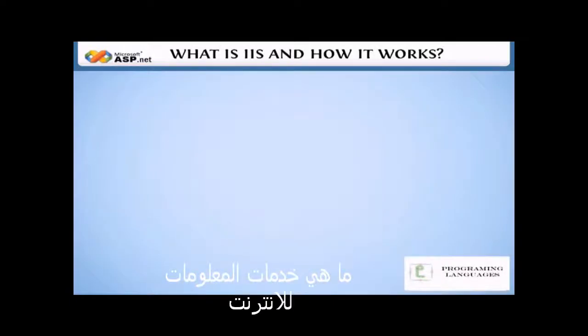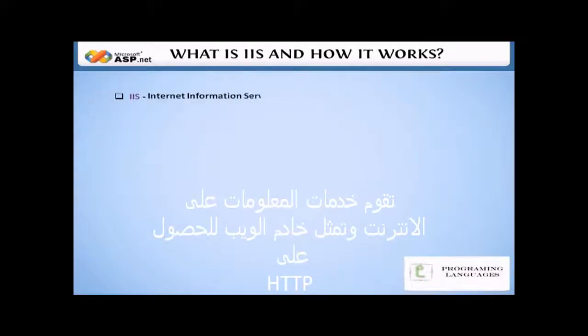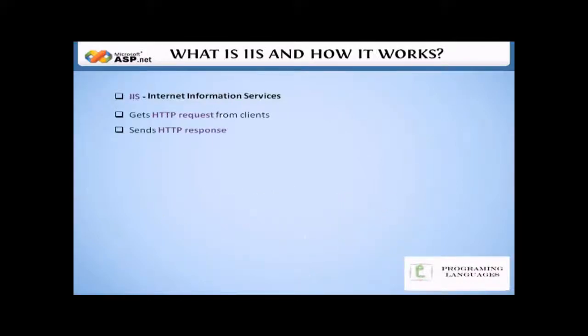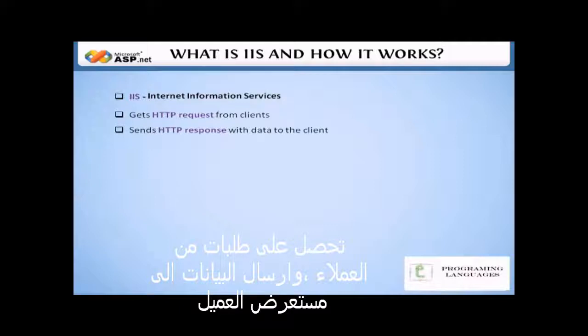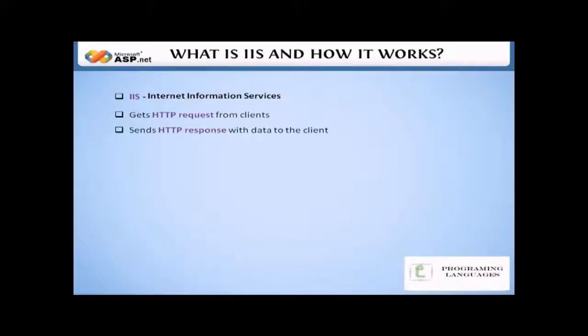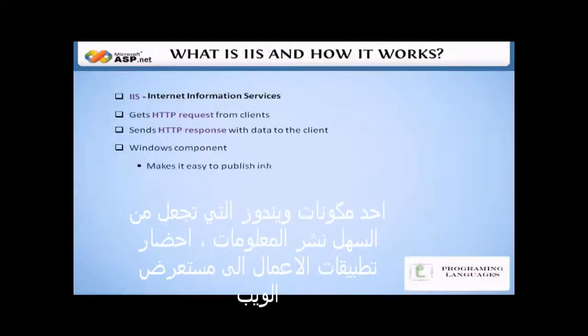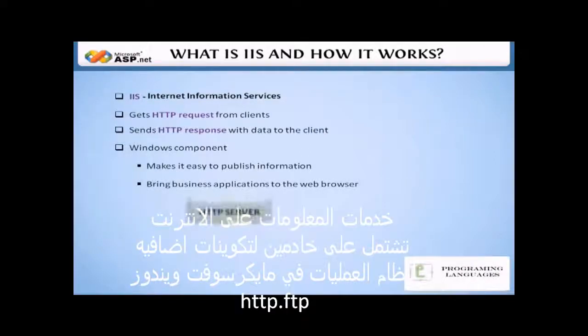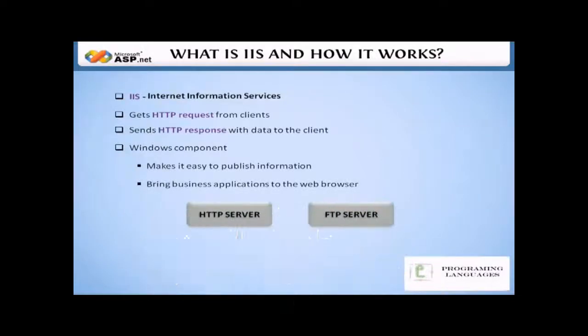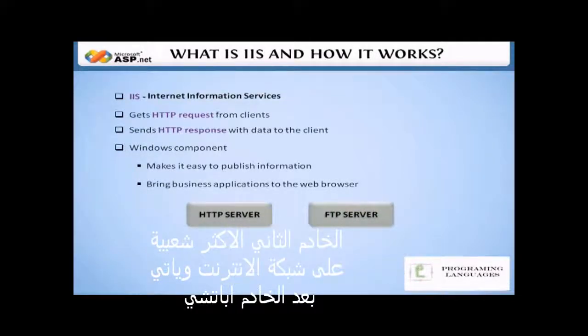What is Internet Information Services, otherwise known as IIS, and how does it work? First up, IIS stands for Internet Information Services. IIS acts as a web server to get HTTP requests from clients and send HTTP responses with data contents to the client browser. IIS is a Windows component that makes it easy to publish information and bring business applications to the web. Actually, IIS includes an HTTP server and FTP server with additional components for the Microsoft Windows operating system.